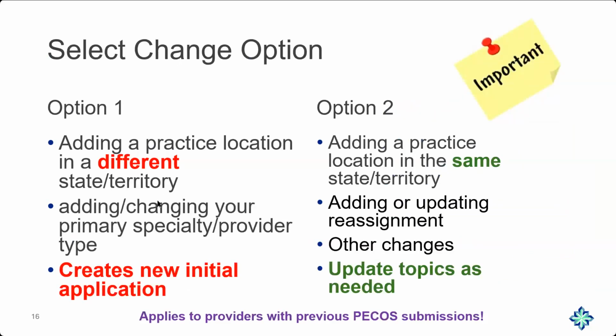Okay, so you select the change option. And again, this is going to be if you are a provider who has previously submitted through PECOS. You're going to get one of two options. The first option, it's going to ask you if you're adding a practice location in a different state or territory. And this is the verbiage that you're going to see. Or are you adding or changing your primary specialty provider type?